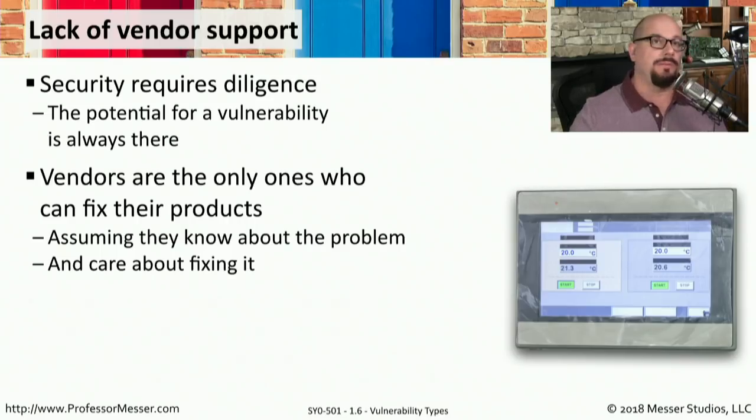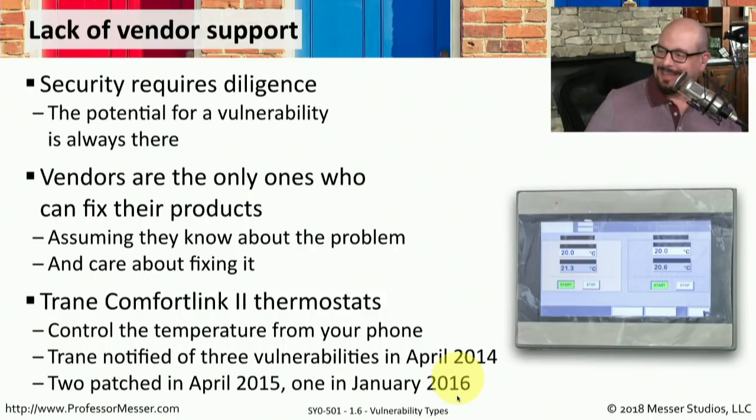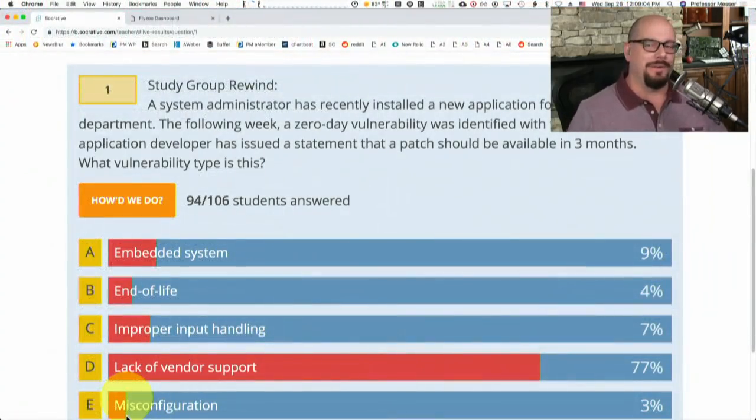A good example of lack of vendor support are the folks at Train, where 3 vulnerabilities were found in April of 2014. They patched one a year, two of them a year later, and they patched one the January after that. So it took almost 2 years to get these vulnerabilities patched. That's not a situation you want to be in. And indeed, the folks that answered D, lack of vendor support, absolutely right. That's what that is. The vendor's not being very responsive and having those things available.